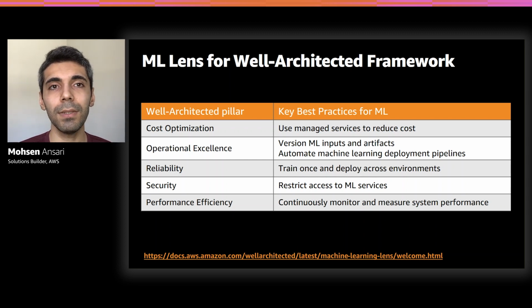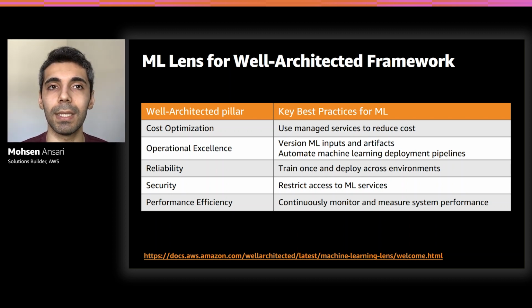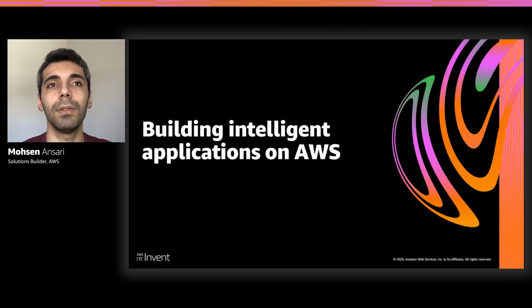So as you can see in the table in this slide, in each of these pillars that we mentioned earlier, there are some best practices from the machine learning lens that are mentioned. For example, in cost optimization, a best practice is to use managed services to reduce your cost. We'll go into the details of each of these best practices later on with the examples. So now let's see how we are going to build an intelligent machine learning application on AWS.